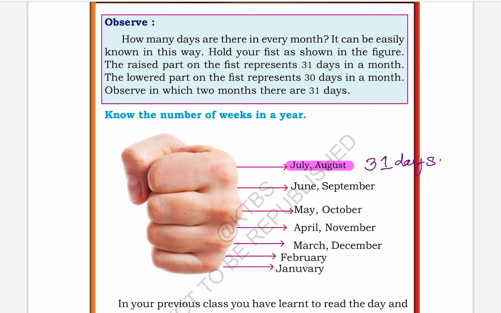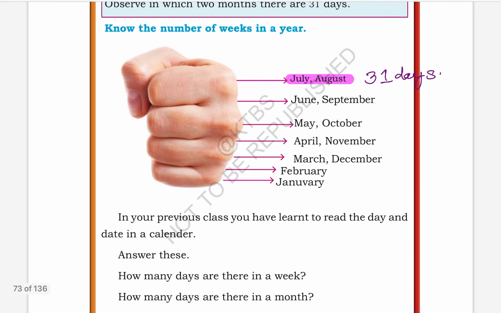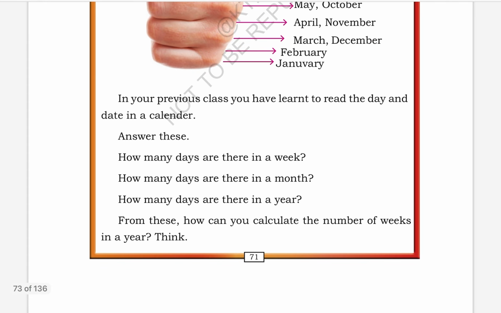Raised part you have to start from January, February, March, April, May, June, July, August, September, October, November, December. Raised is 31 days, lowered is 30 days. That's all. Now answer this.